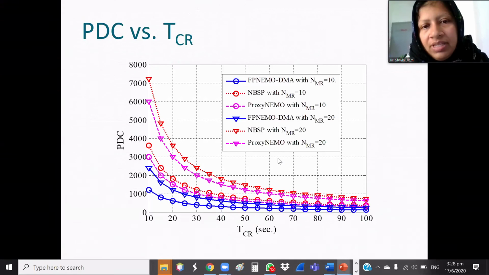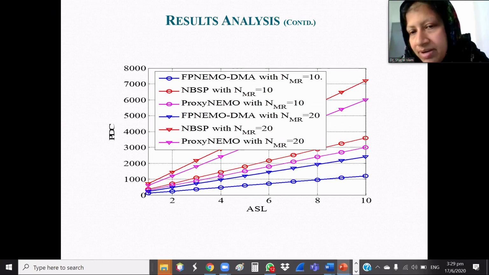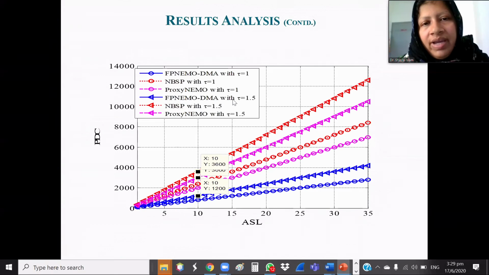And this is another one, with respect to the average session length as well as the packet delivery cost. Also, we vary the number of mobile routers. We consider what happens with 10 mobile routers as well as 20 mobile routers. Maybe later we can increase the number of mobile routers also. And we can also vary the tunneling weight, and from different perspectives we try to analyze whether there is any effect on this cost or not.